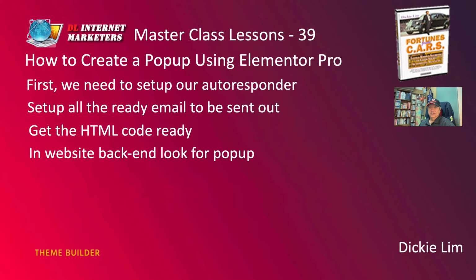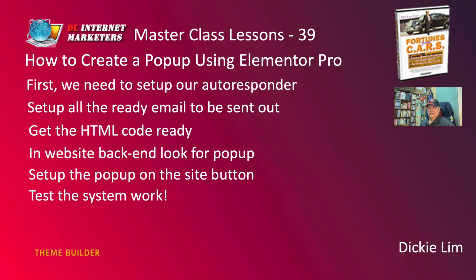So in the website backend, we look for the pop-up area and set up the pop-up on the button side. In other words, we must look for your landing page and the button side, and that's how we insert it. And finally, of course, we have to test the system. Once the system runs nicely and everything is okay, then that will be the pop-up for your landing page or anything that you want to be a pop-up.